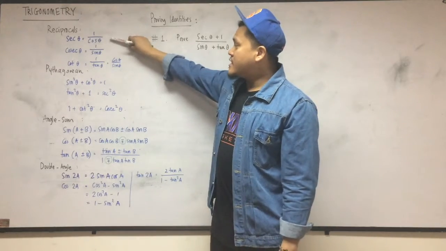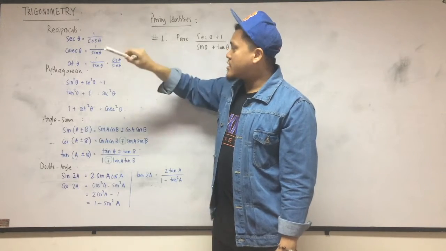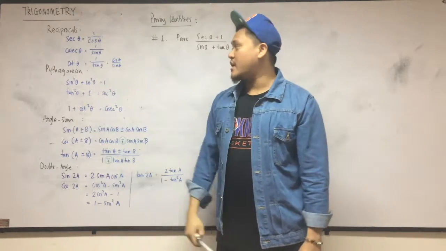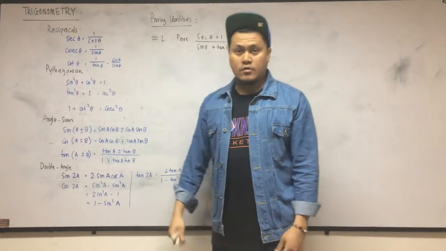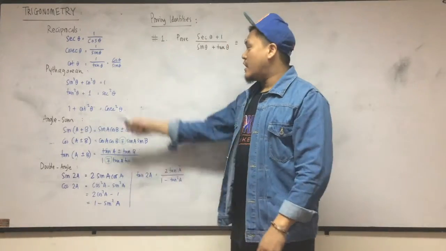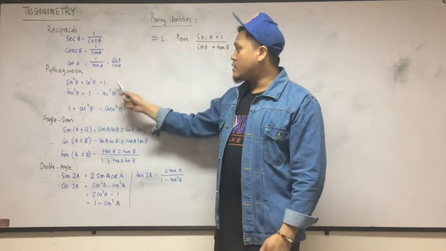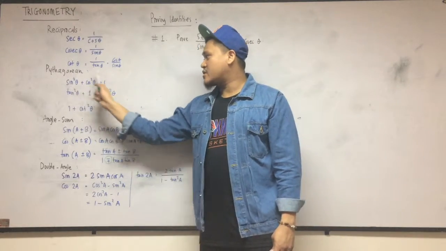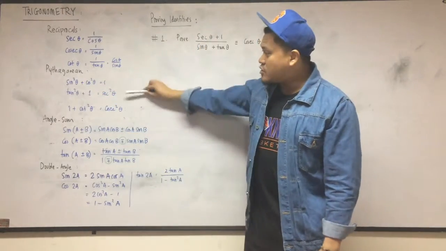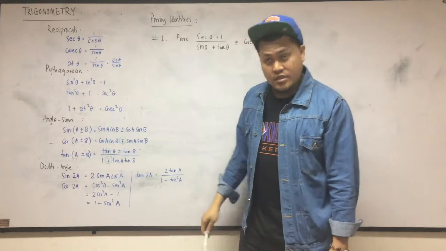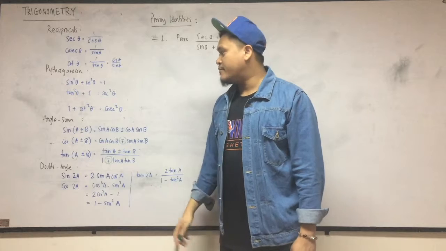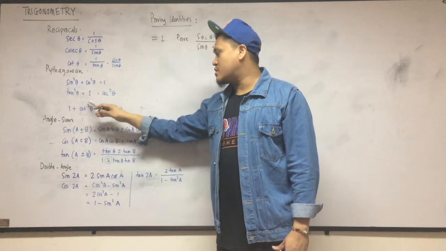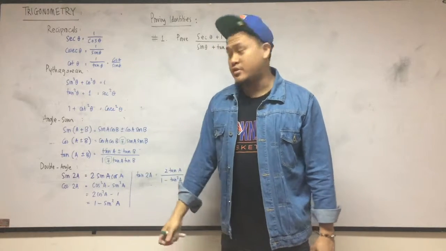Secant theta is equal to 1 over cos theta, cosecant theta equals 1 over sine theta, and cotangent theta equals 1 over tan theta. So reciprocals are introduced here. And then Pythagorean identities are not only a matter of sine squared theta plus cos squared theta equals 1. There are two more variations there. Tan squared theta plus 1 equals secant squared theta. And then the other one is 1 plus cotangent squared theta equals cosecant squared theta.